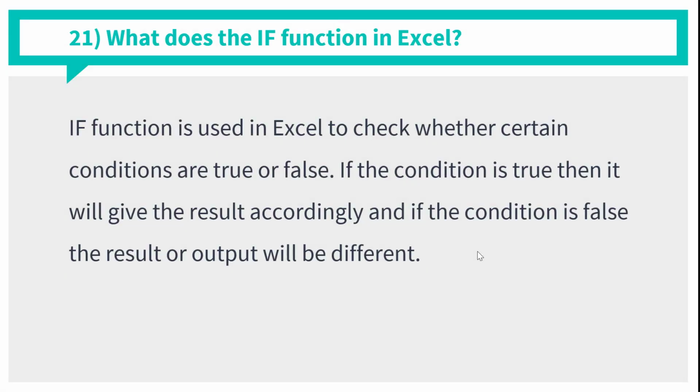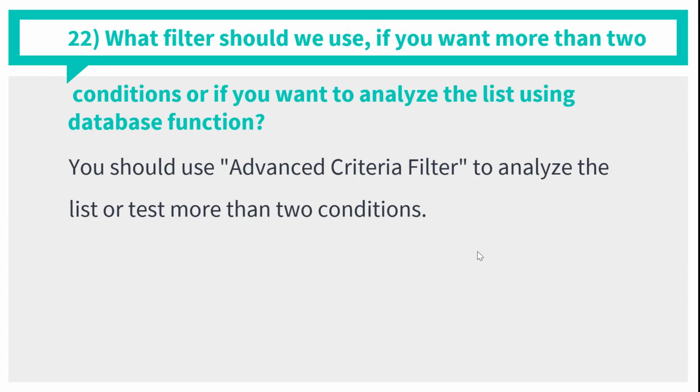What does the IF function do in Excel? The IF function is used in Excel to check whether a certain condition is true or false. If the condition is true, then it will give the result accordingly, and if the condition is false, the result output will be different.